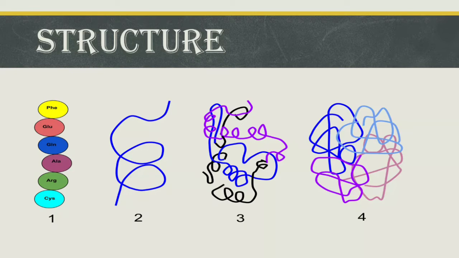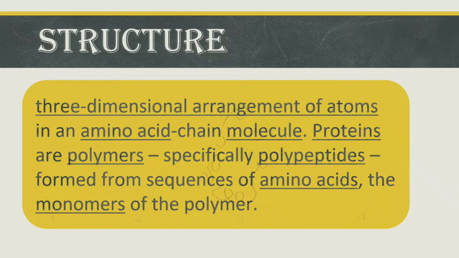For today, I will discuss the 4 levels of protein structure. But before that, let me show these illustrated pictures of the levels of protein structure, which are the primary, secondary, tertiary, and quaternary structure. Now that you have seen these pictures, let's proceed to the discussion. Protein structure is defined as a three-dimensional arrangement of atoms in an amino acid chain molecule. Proteins are polymers, specifically polypeptides, formed from a sequence of amino acids, the monomers of the polymer.